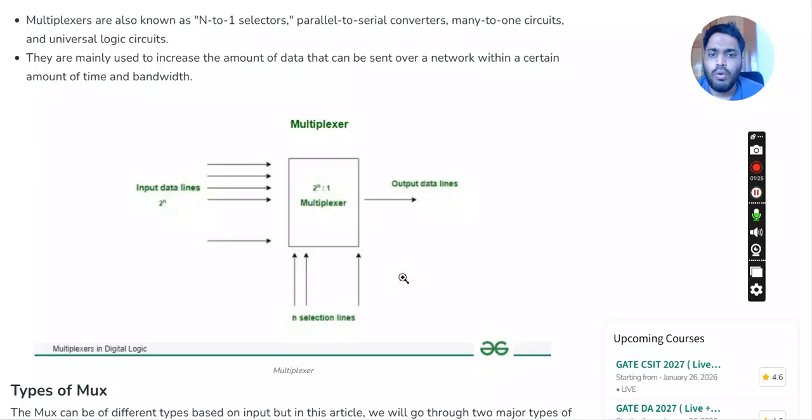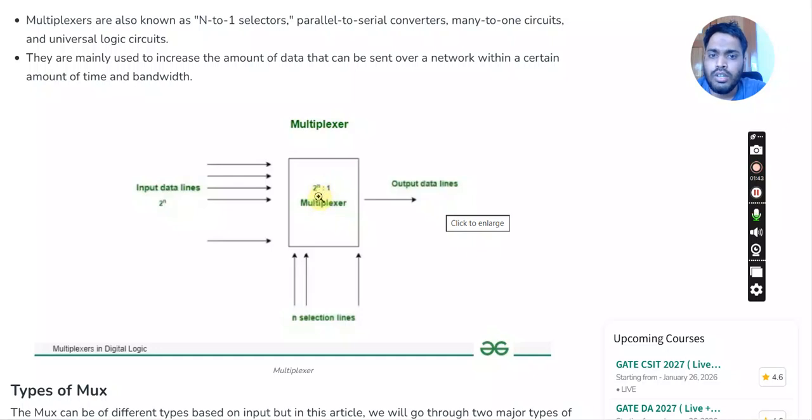For 2 to the power of 2, that is 4, a 4 is to 1 multiplexer, 4 input lines will be there, 1 2 3 4, and as n is 2, 2 select lines will be there, 1 2, and one output line will be there.